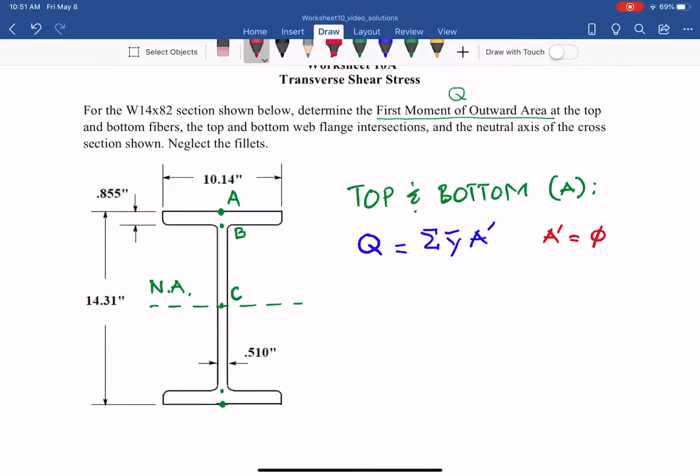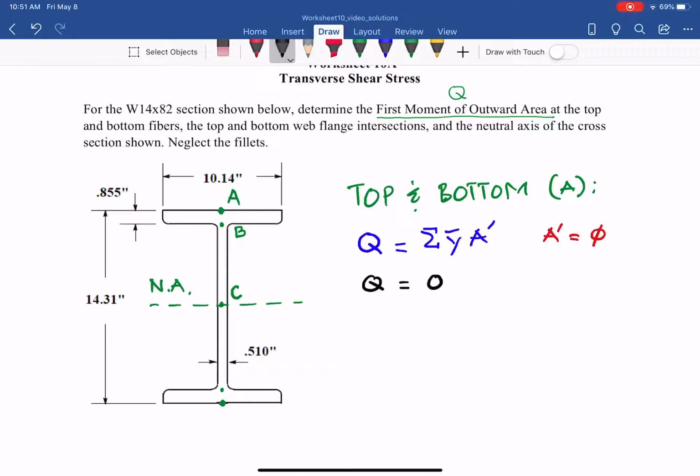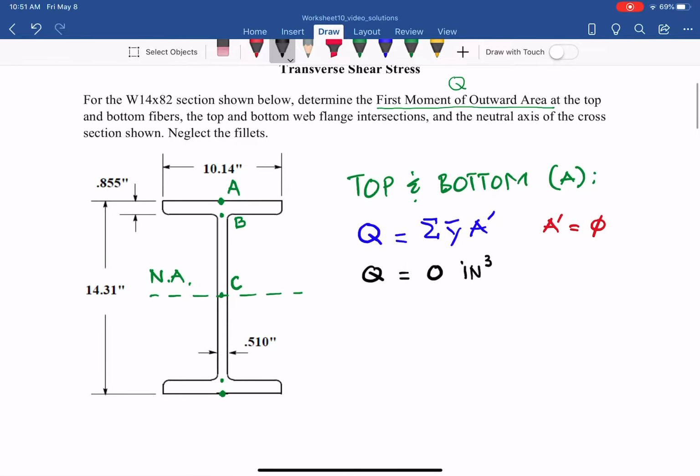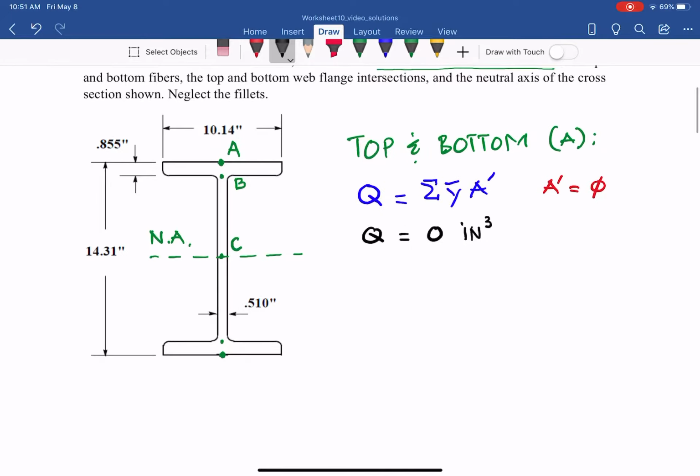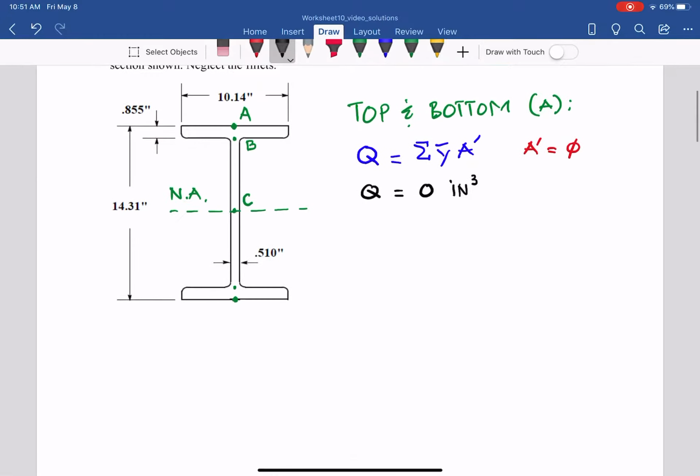So at point A, you can see that Q here is 0. And if you want the unit, A apostrophe, the area, is in square inches, and y bar is in inches, so Q is in cubic inches, or cubic millimeters, or cubic meters. That is the first portion. Now the question also asks for the top and bottom of the web flange intersection, so the point B that we want to find out.